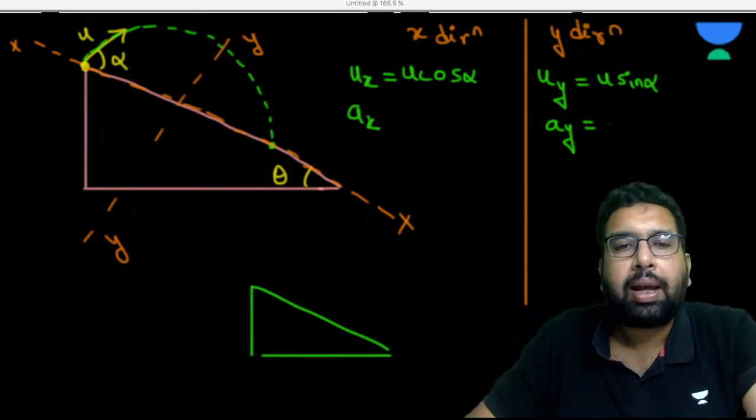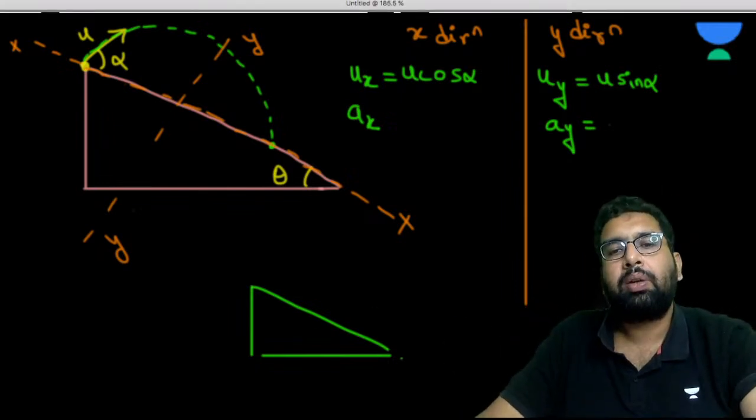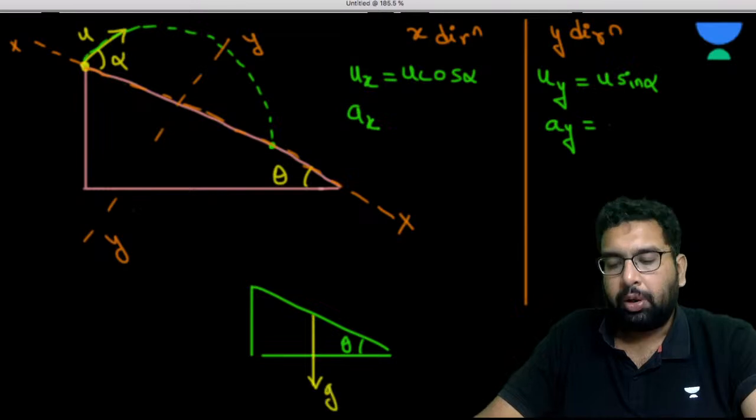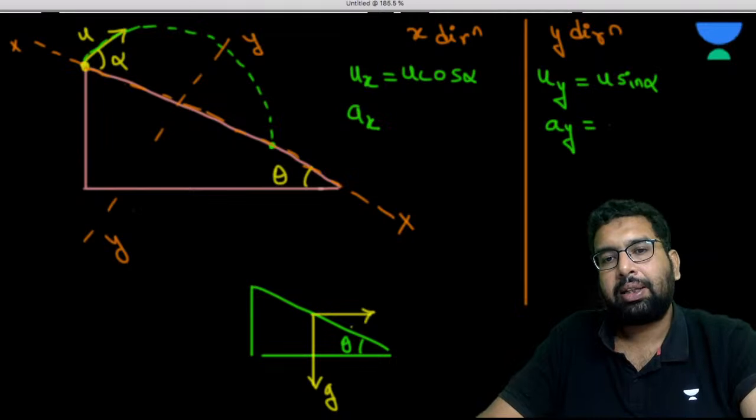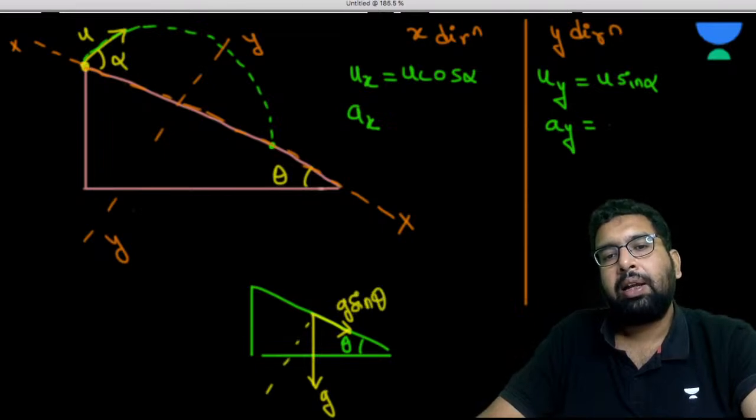Okay, so what happens? This is your theta. Now this is your theta. So this is going to be your g, and g always acts downward. So when g always acts downward, we do not have any acceleration in this direction, but we have the acceleration in this direction. If I take the component, this is going to be g sine theta along the plane, and this is going to be g cos theta.